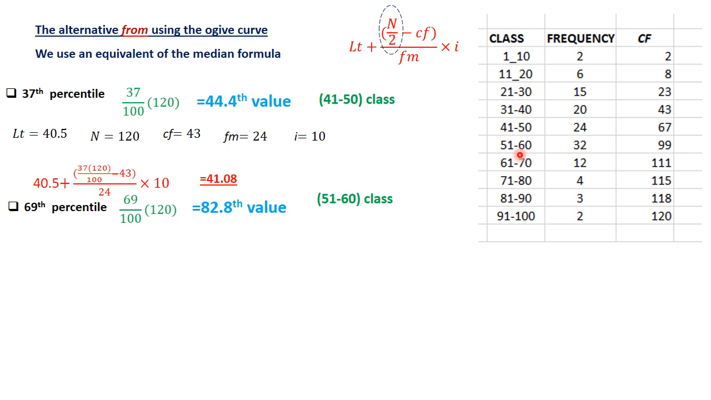Having said that, the 51 really then will define what LT will be, what CF and FM will be. Our LT, which is the lower true class limit of the 69th percentile class, will be 51 minus 0.5, which is 50.5. N is 120. The cumulative frequency just before the 69th percentile class will be the value just above that, which is 67. The frequency of that particular class is 32. I just mentioned that. The class width is 10. Put the values in the formula and you operate. It'll be 55.44.